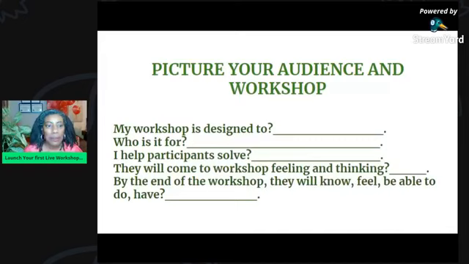Will they be able to do what? Will they be able to implement what you are teaching them, what they are learning? Will they be able to have a clearer picture? Will they be able to see further? Will they be able to have a better handle on organizing their thoughts or their business?